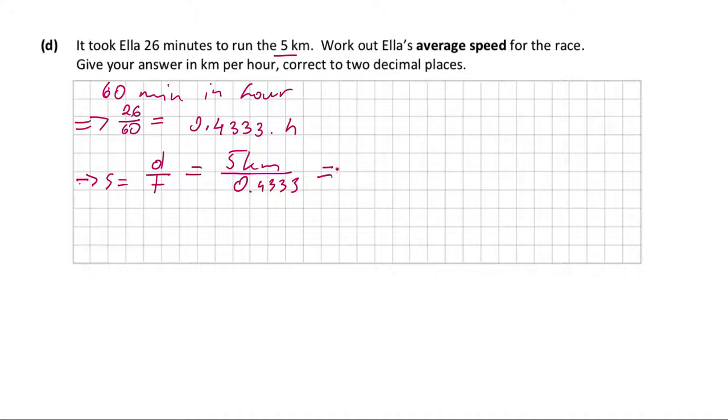So if we do that calculation, we get the speed equal to 11.538. Now we need to give our answer in kilometers per hour correct to 2 decimal places, so we have to do rounding to the second decimal place. 8 is greater than 5, so we round up and we get 11.54, and we can add the unit for completion. So 11.54 kilometers per hour is the right answer.